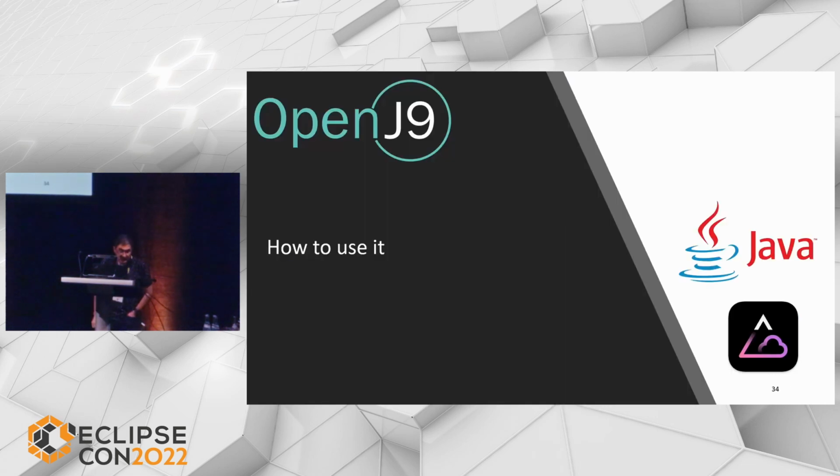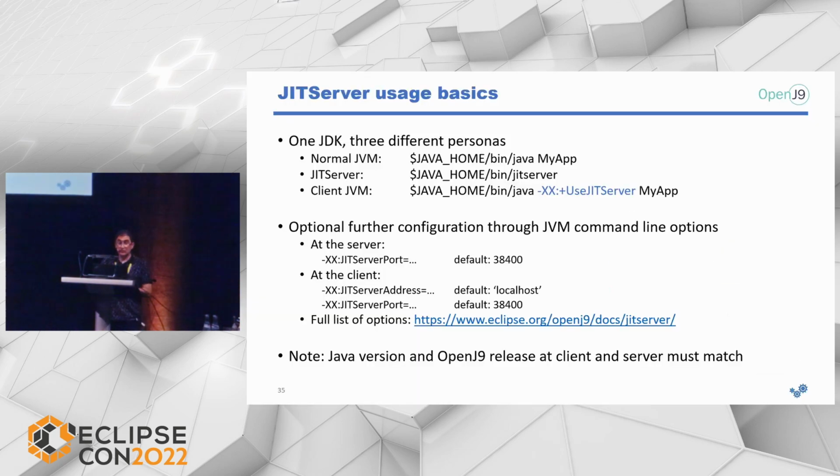Okay, so now let's see how easy it is for somebody to use JITServer. It's important to note that JITServer is an intrinsic part of OpenJ9. It's not a separate technology. So basically, you have OpenJ9 operating in 3 different personas, depending on how you invoke it. If you invoke it as Java and then my application, then it's going to act as your regular JDK.